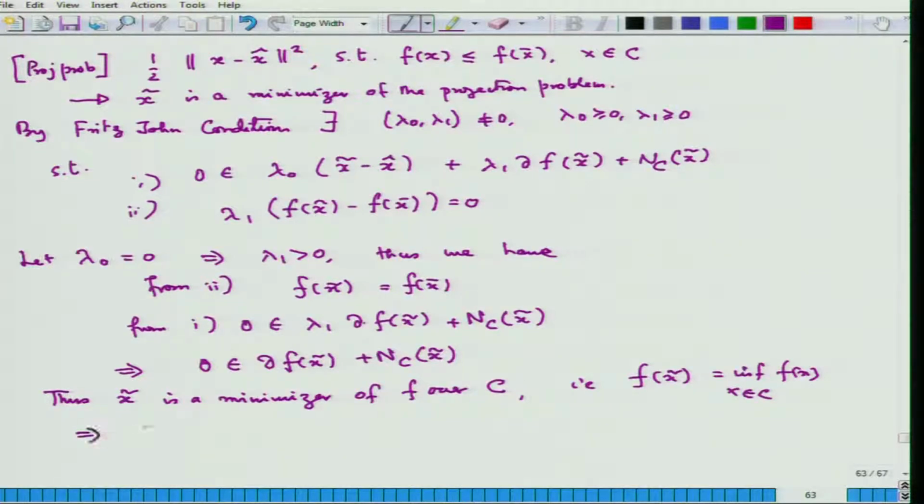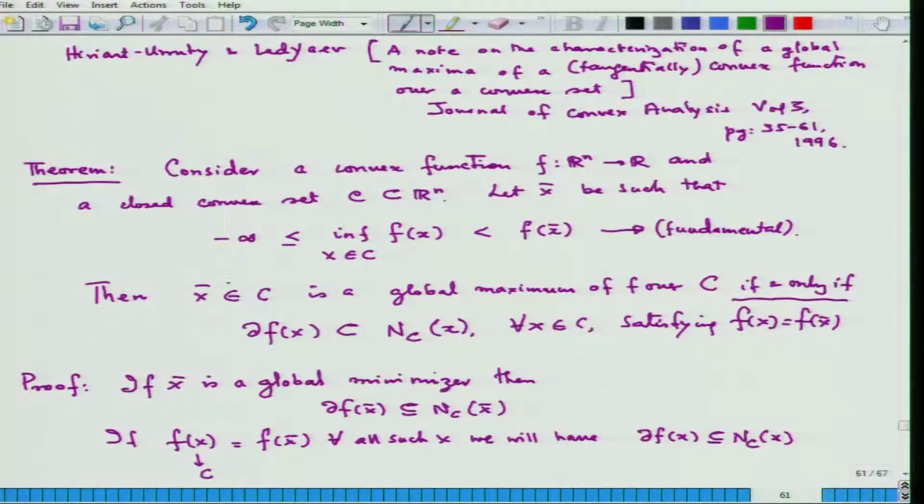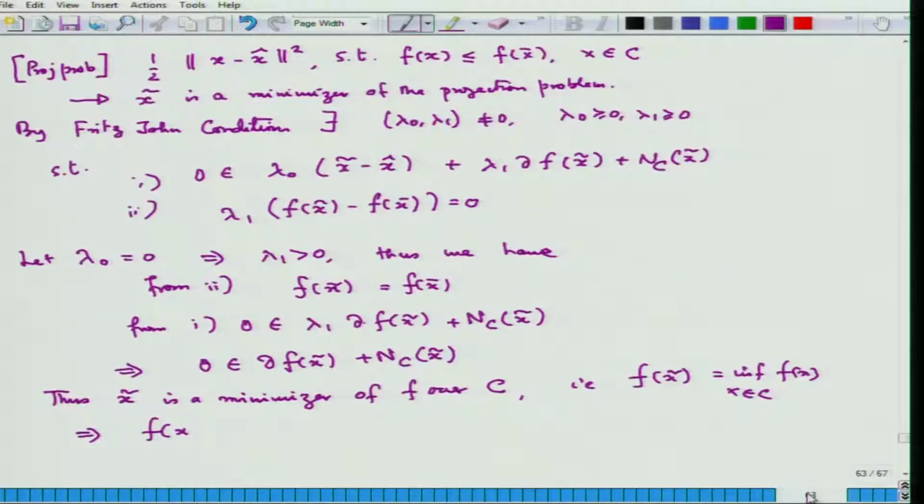But this implies, by our first condition in the result, that this condition will immediately imply the first condition, that f(x tilde) is strictly less than f(x bar), which is a contradiction. So, this would imply a contradiction. Thus, lambda naught is strictly greater than 0.